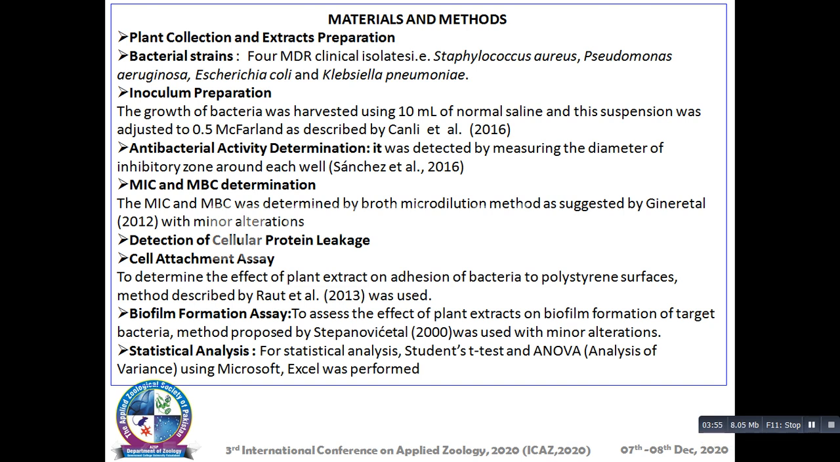Then the cell attachment assay was used to determine the effect of plant extract on adhesion of bacteria to polystyrene surfaces. Negative and positive controls were also included in each experiment. Biofilm formation was used to assess the effect of plant extracts on biofilm formation of target bacteria. Finally, the absorbance of the eluted suspensions was measured at 546 nanometers. All the experiments were performed in triplicate.